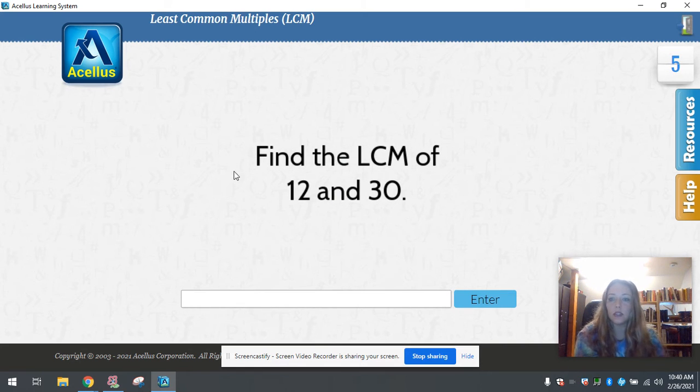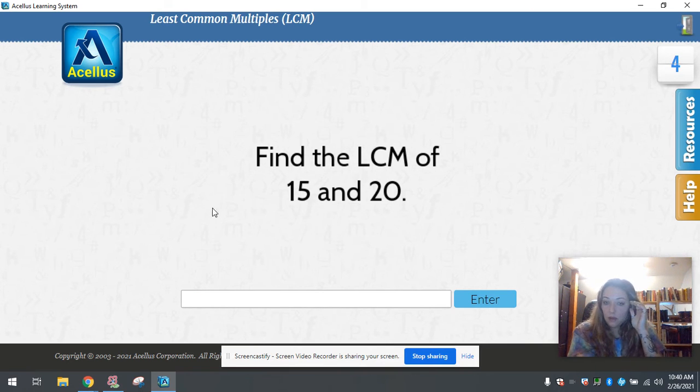Okay, find the least common multiple of 12 and 30. I could do this one in my head because I know if I do the multiples of 12, 12 times 5 is 60. So if I counted by 12, 5 times, I'd hit 60. 30 times 2 is 60. So if I counted by 30s, I'd hit 60. So I'm going to skip my factor tree and just type in 60.